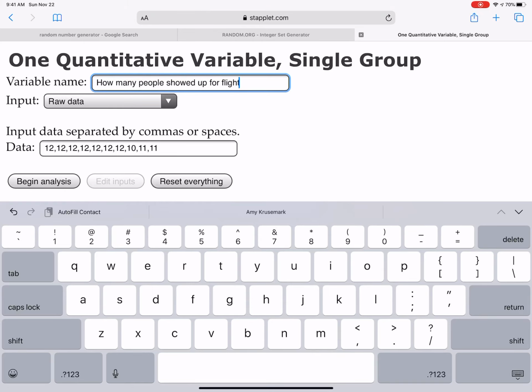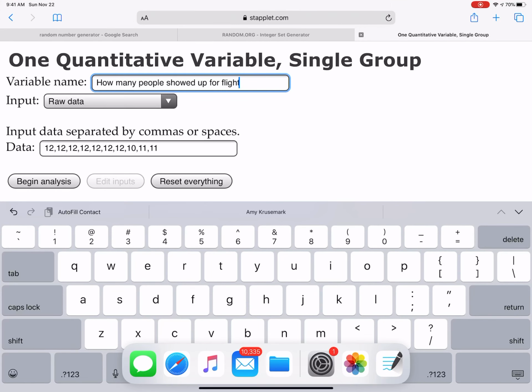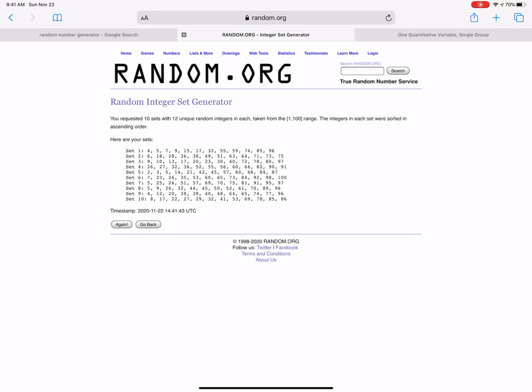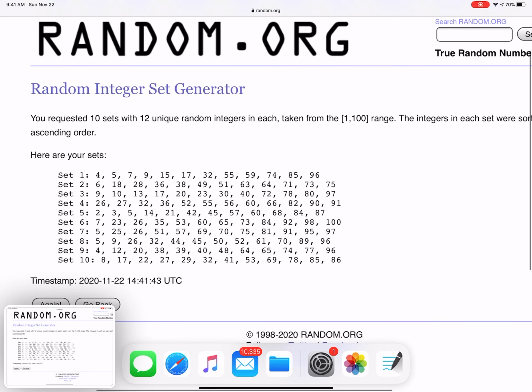Now, I feel like I need more data than 10. So I'm going to do this again. Do it again, please. Okay, so it did it again. I'm going to take a picture because I like to be able to write on my numbers here.